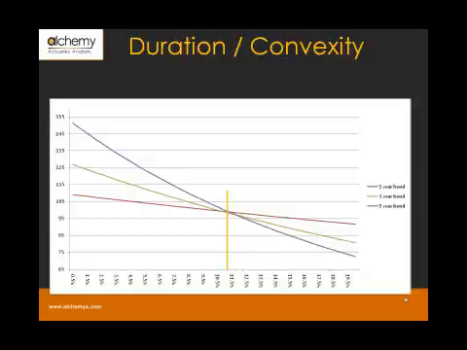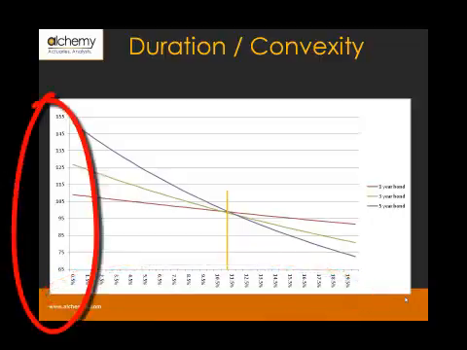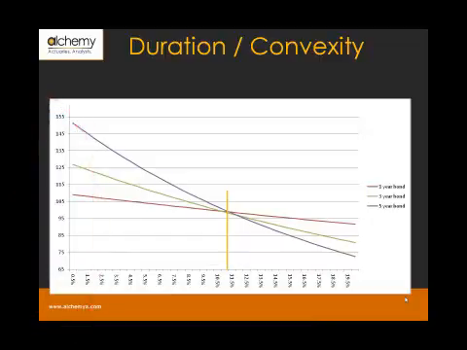If you take a look at the chart in front of you, what you have is the price yield relationship with respect to a bond, and the way it's displayed is that on the horizontal axis you have interest rates going from 0.5% to 19.5%. On the vertical axis you have prices going from 65 to 155. The prices of three bonds are plotted on the chart.